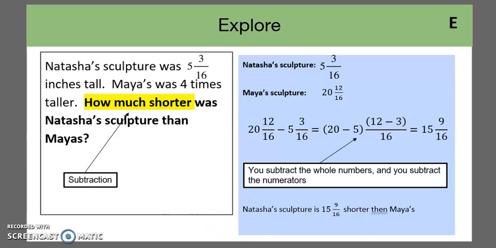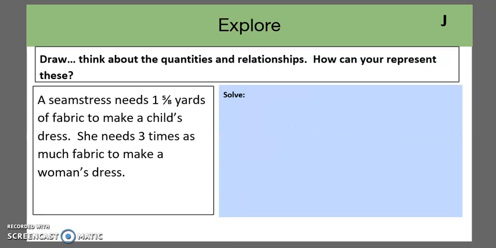Okay, we're going to go over a new problem. In this example, a seamstress needs 1 5/8 yard of fabric to make a child's dress. She needs 3 times as much fabric to make a woman's dress. So pause the video, think about what you need to do in order to get to your answer. We're going to move on to the next slide to show you that.